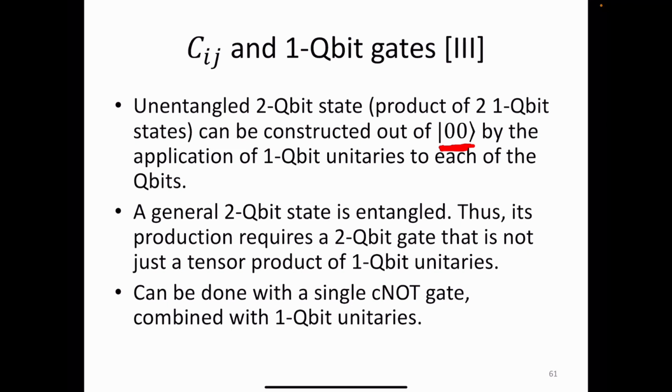So its production requires a 2-qubit gate that is not just a tensor product of 1-qubit unitaries. Okay, because remember, when we look at that state, we cannot deconstruct it into single qubit states such that if you execute a tensor product between these two, you get the entangled state. That's not possible, and we saw that before. It can be done with a single controlled NOT gate combined with 1-qubit unitaries.